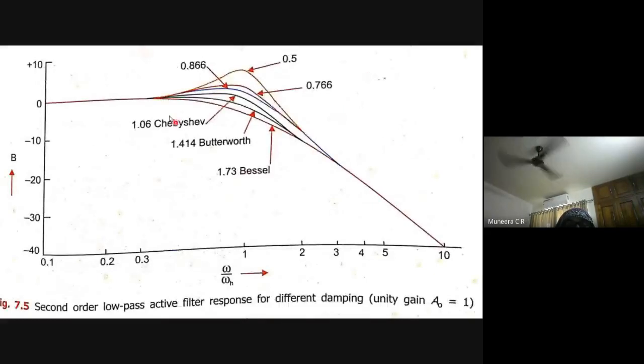So here is shown the response of the filter for different types of filter configuration: 1.06 for Chebyshev, 1.41 for Butterworth, and 1.73 for Bessel function. This actually indicates the damping factor, which is equivalent to 1 by Q equal to 2 eta.